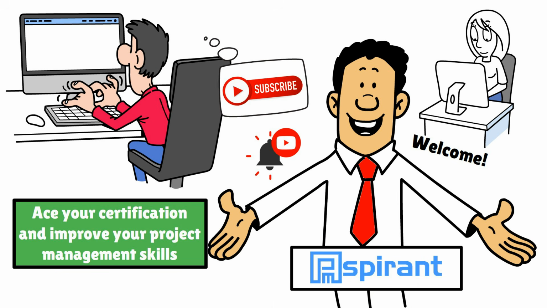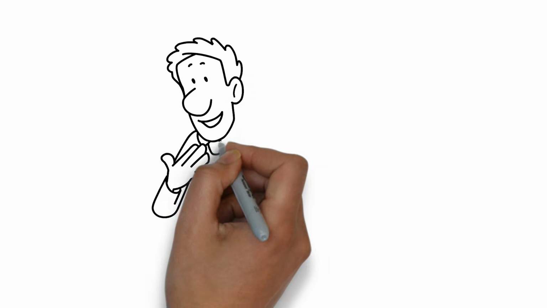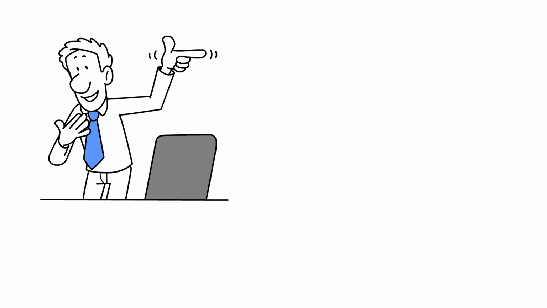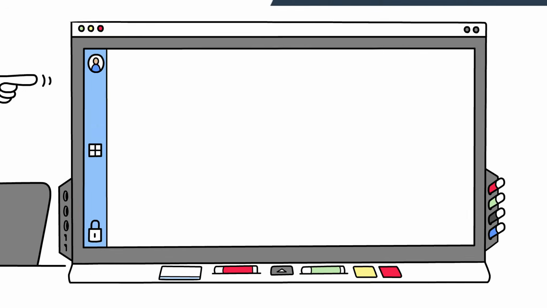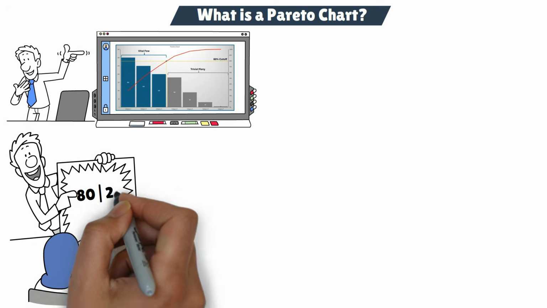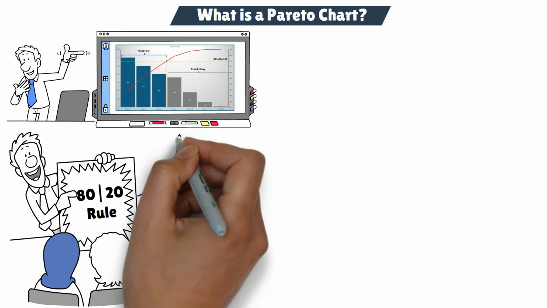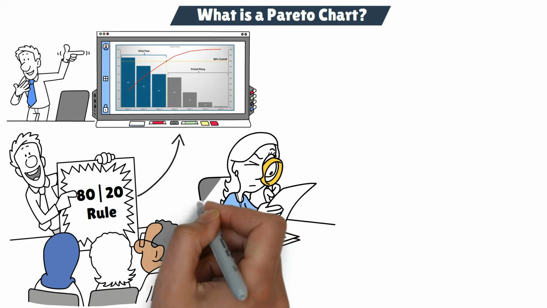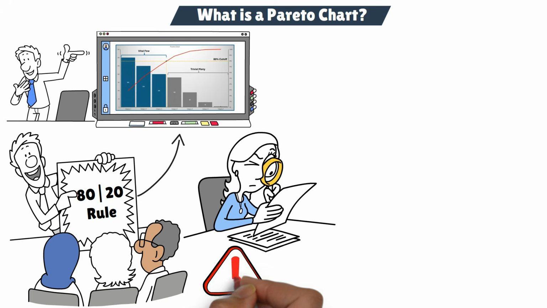Today we're talking about a powerful tool used in quality management and problem solving, the Pareto Chart. If you've ever heard of the 80-20 rule, this tool is based on that principle, and it helps you focus on the most critical issues that will have the biggest impact when resolved.